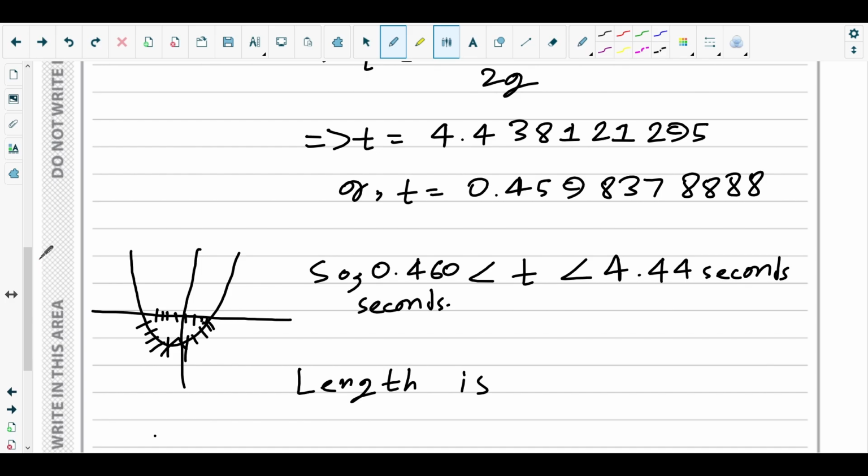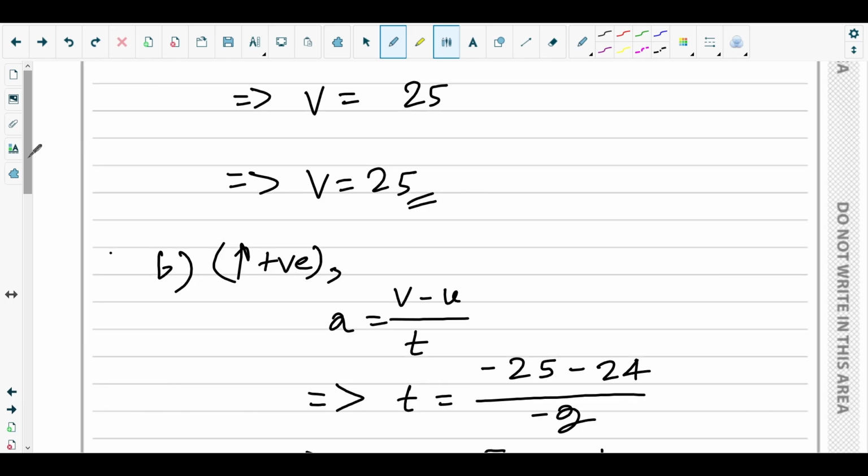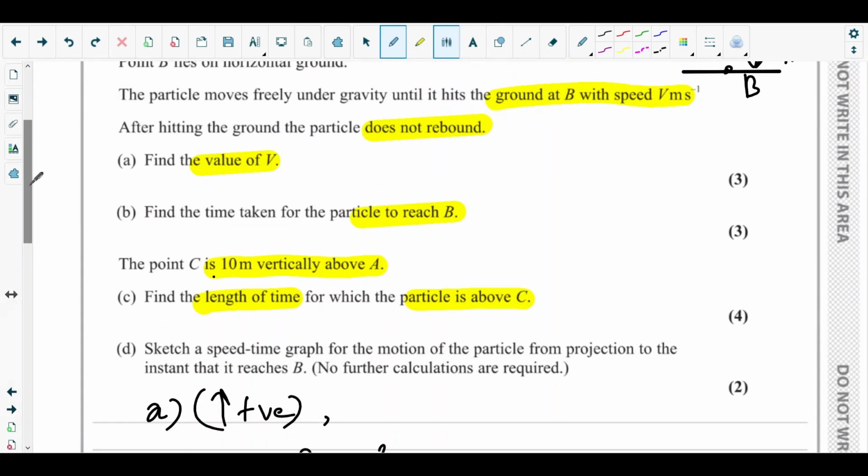Minus the answer, that would give you 3.978 something. So 3.98 seconds. For 3.98 seconds the particle will be above point C. And that's what the question in part C has asked for, the length of time. We got 3.98 seconds. Fine. Next is part D.